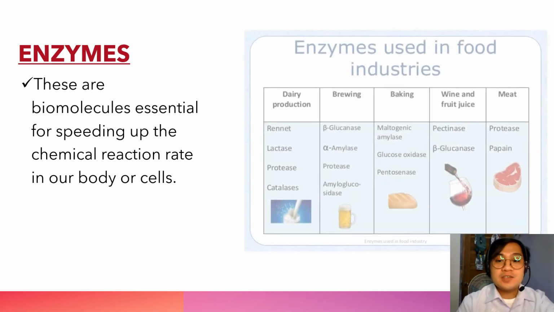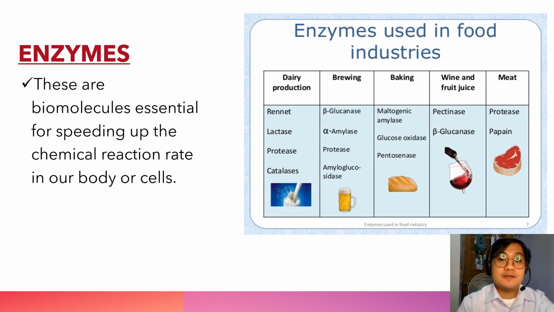Some significant examples are the following. We have examples under dairy production, brewing, baking, wine and fruit juice, and of course meat. We have the enzymes lactase, protease, catalase, glucanase, amylase, protease, amylase again, and the other examples.